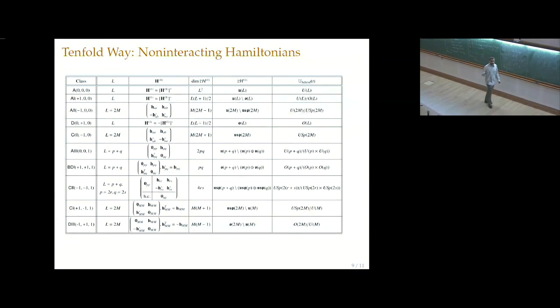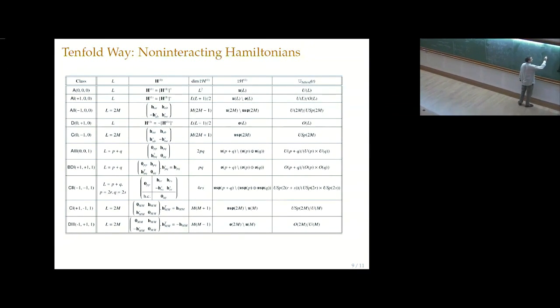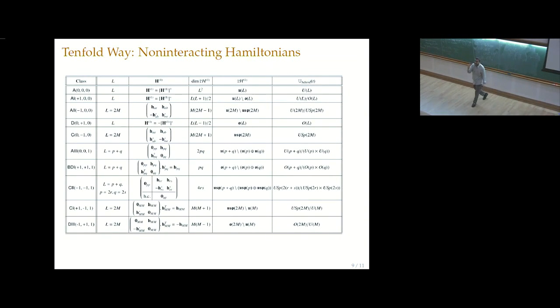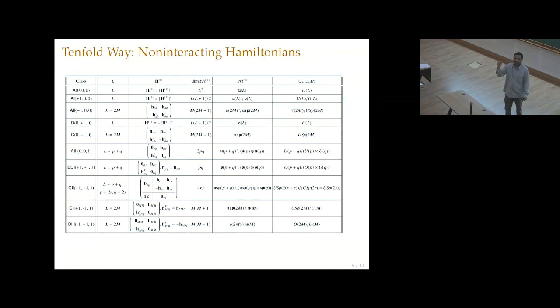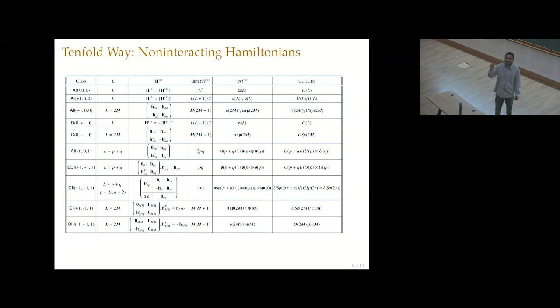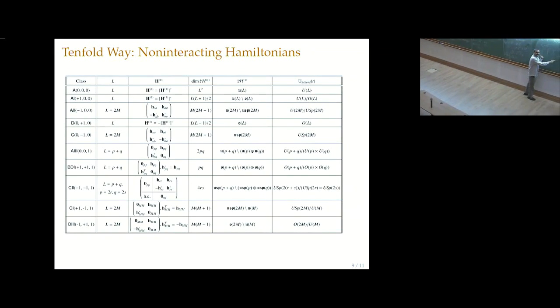Any P and Q? Yeah, there's a constraint, right? P plus Q is equal to L. So how many distinct choices are there? You again walked into my trap. It will not be L distinct choices.